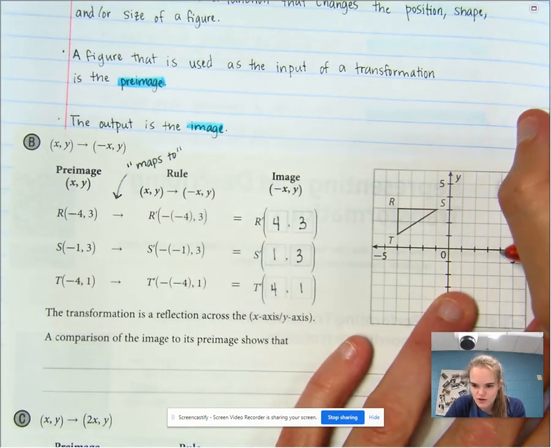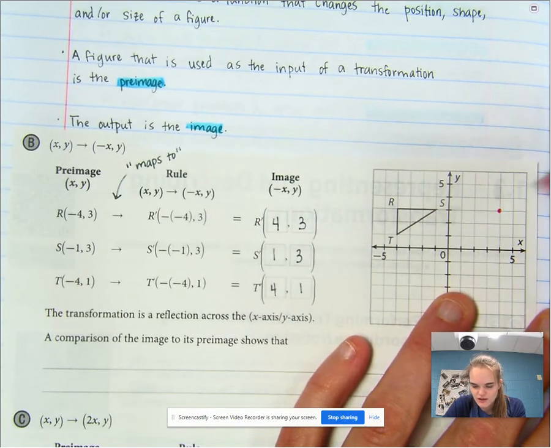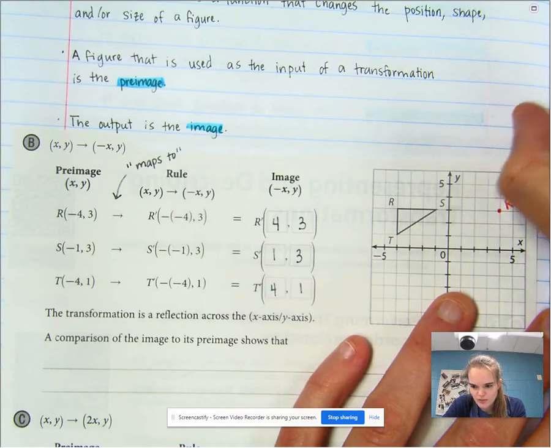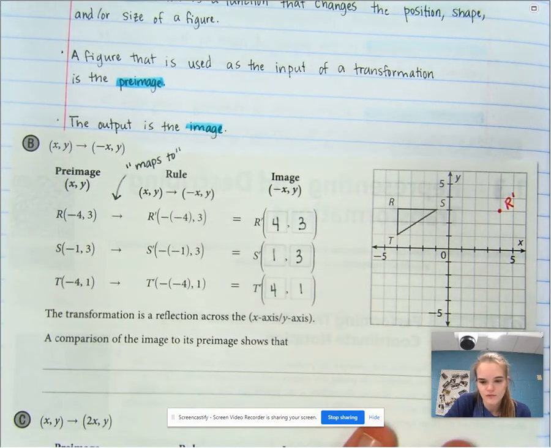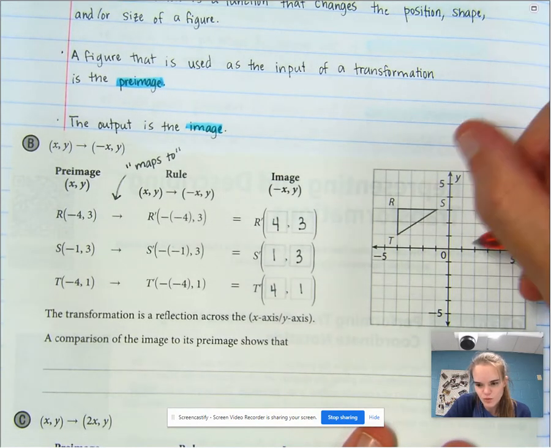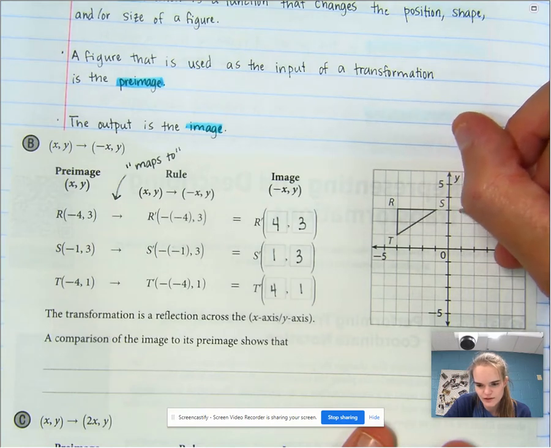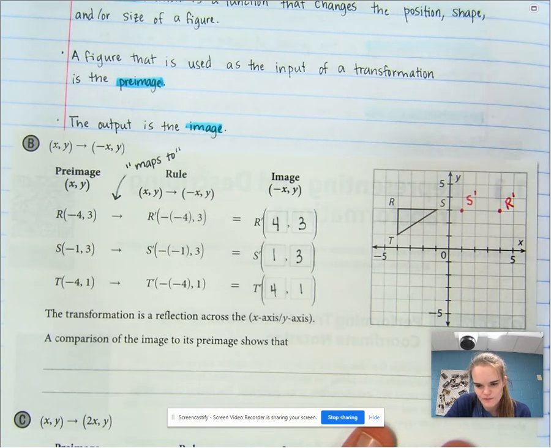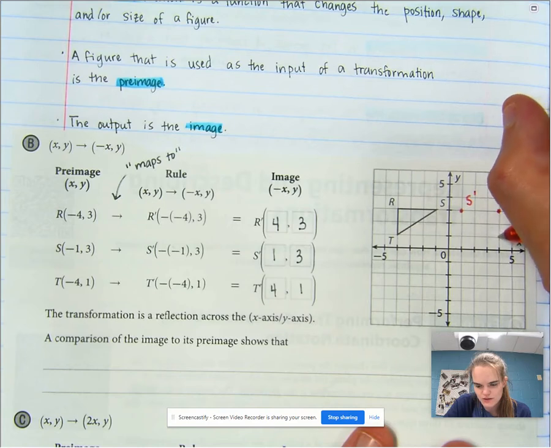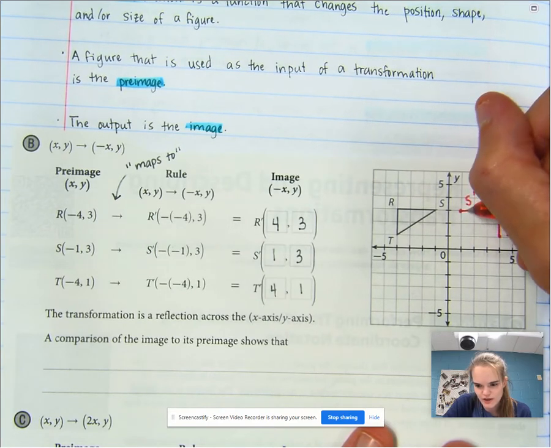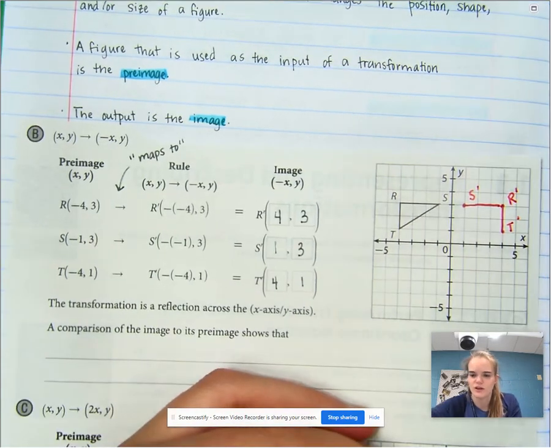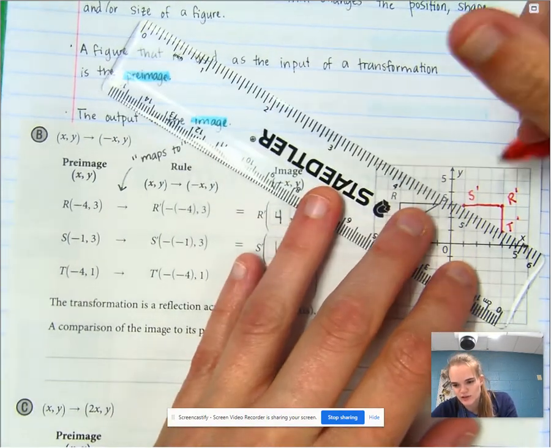All right, 4, 3. That is R prime. Okay. 1, 3. S prime. 4, 1. T prime. And then connect these. I want you to use a straight edge. I say, as I'm not using a straight edge, use a straight edge.